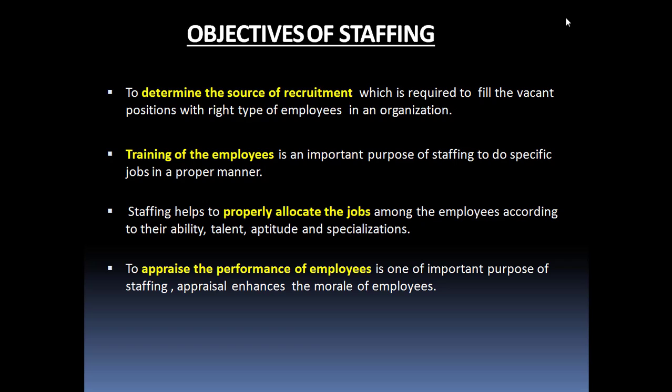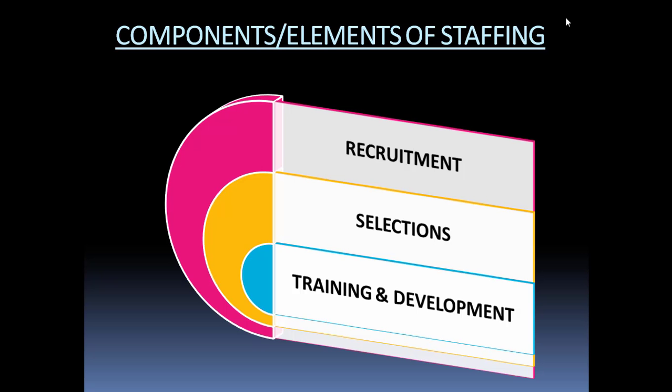And the fourth objective of staffing is to appraise the performance of employees. Appraisal of performance of the employees means reviewing the performance of the employees. Now this is one of the most important purposes of staffing, as appraisal enhances the morale of the employees. Right. Now what are the components or elements of staffing?